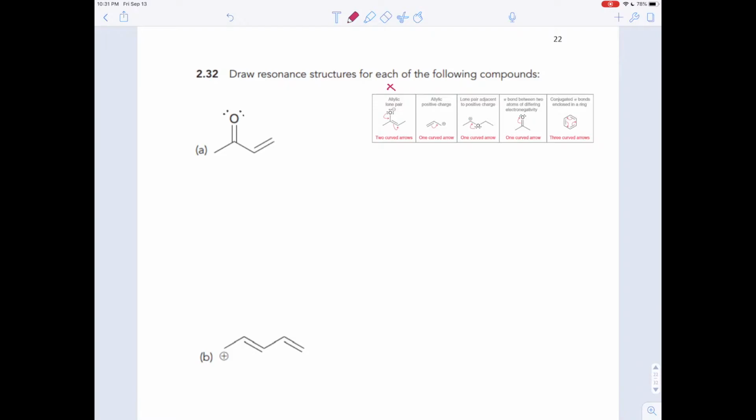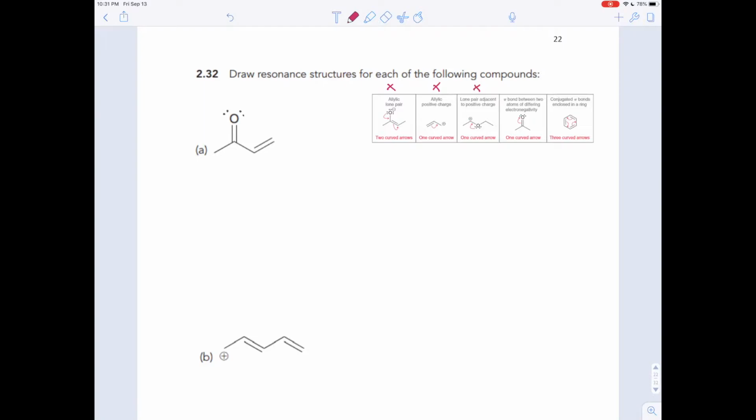How about an allylic positive charge? Well, we also don't have any positive charges in this molecule, so we don't have that one. How about a lone pair adjacent to a positive charge? Well, there's no positive charge in the molecule as drawn, so we don't have that one.